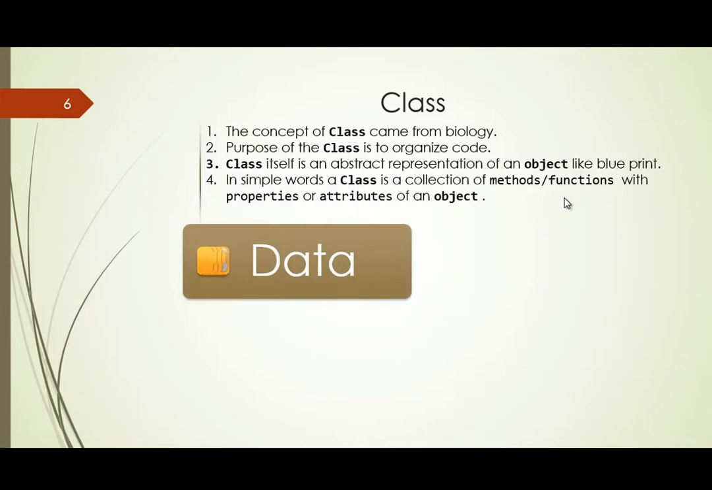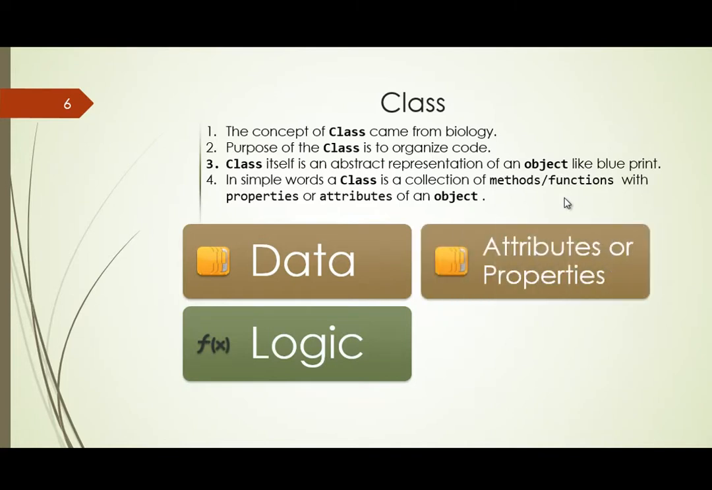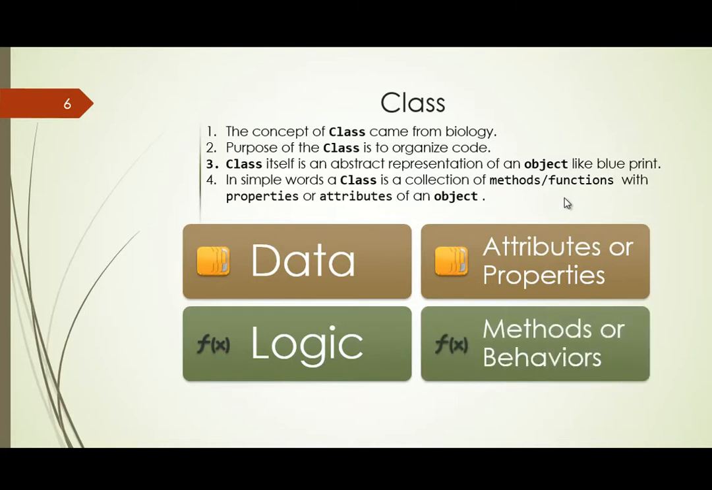A class should have two layers. One is data and another is logic. The data layer is also known as attributes or properties, and the logic is also known as functions, methods, or behaviors.